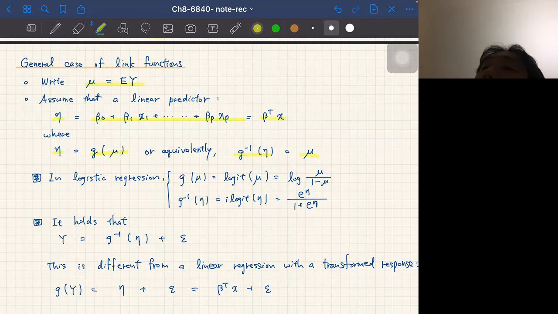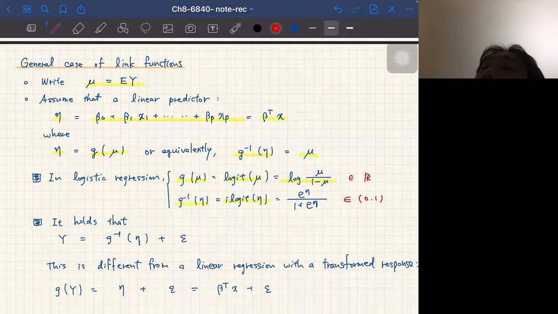In logistic regression, g of mu is equal to the logit function. So this is basically the probability to the odds ratio. And the g inverse of eta is the inverse logit of eta. So this is the linear predictor to probability. So this range is from 0 to 1, and this range is all real numbers.